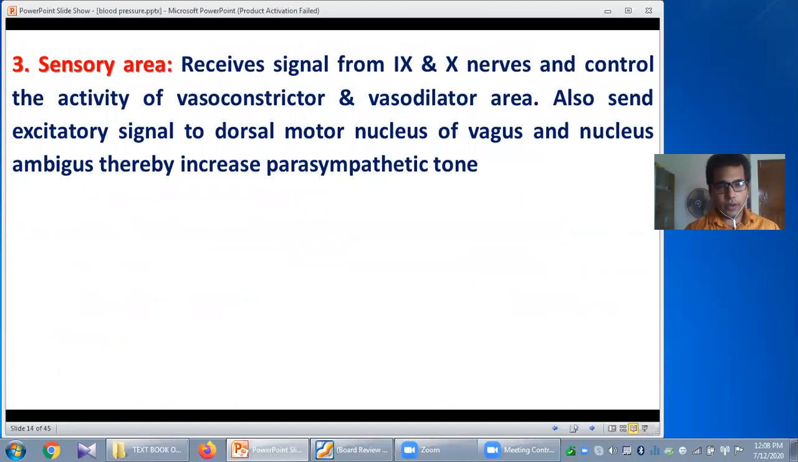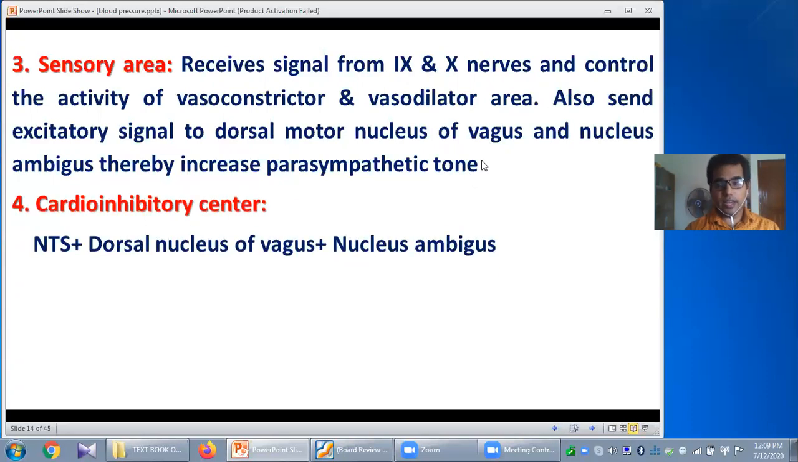Another area located in the vasomotor center is called the sensory area. The function of the sensory area is to receive signals from the 9th and 10th nerves, that is the glossopharyngeal and vagus nerves, and control the activity of the vasoconstrictor and vasodilator areas. By this time, we already know the functions of the vasoconstrictor and vasodilator areas. This sensory area also sends excitatory signals to the dorsal motor nucleus of the vagus and the nucleus ambiguus, thereby increasing the parasympathetic tone. So they are actually called the cardioinhibitory center, or center for the parasympathetic system.